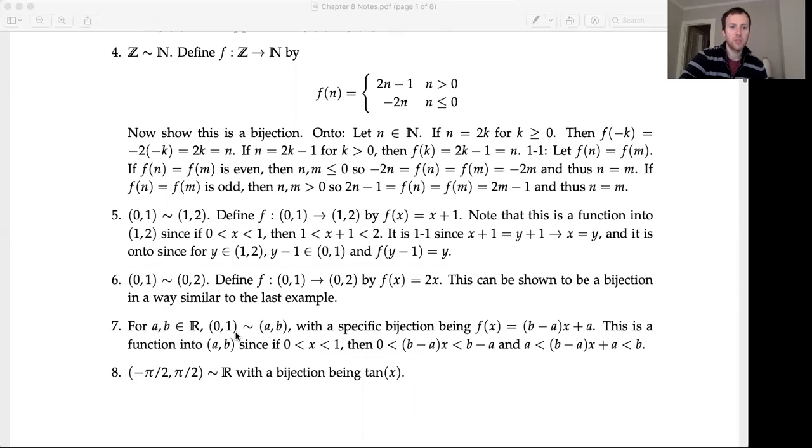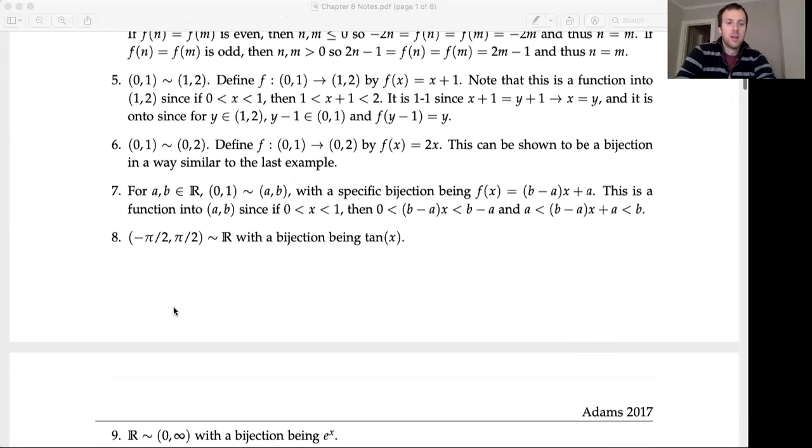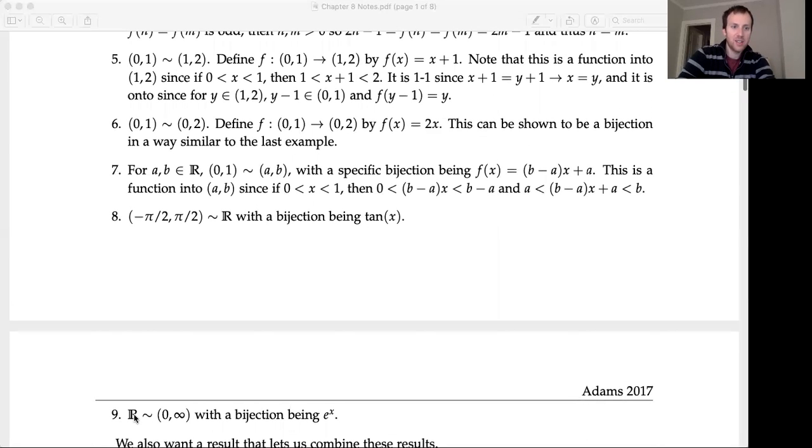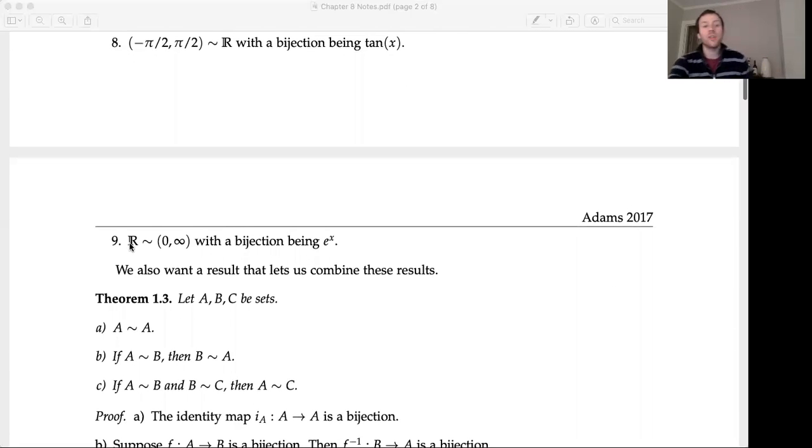example 7 says that every finite interval is equinumerous to every other finite interval. Because you take an interval AB, it's the same size as (0, 1), and that's the same size as some CD. But also, 8 and 9 are saying every finite interval is equinumerous to R, because you can go from your interval to (-pi/2, pi/2), and that to R. And also all of those finite intervals are equinumerous to (0, infinity).